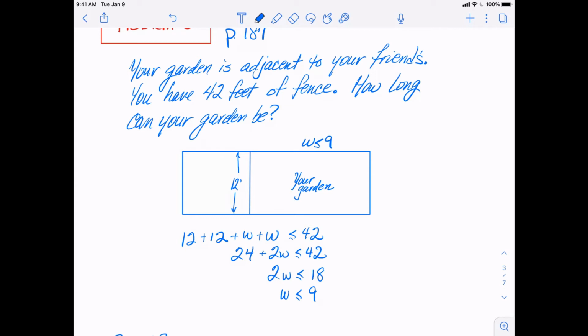Now let's just check that out to make sure that it's correct. If we use a width of 9, we should get a total perimeter of 42. So that would be 12 plus 12 plus 9 plus 9. That equals 24 plus 18, which is indeed 42.